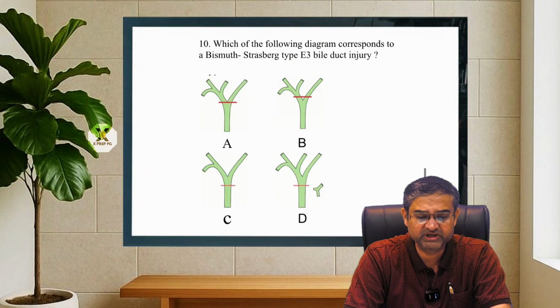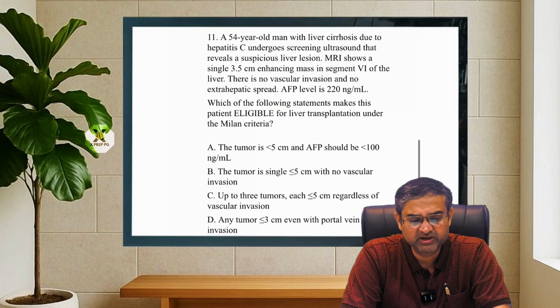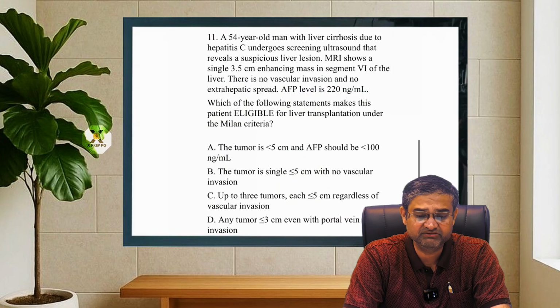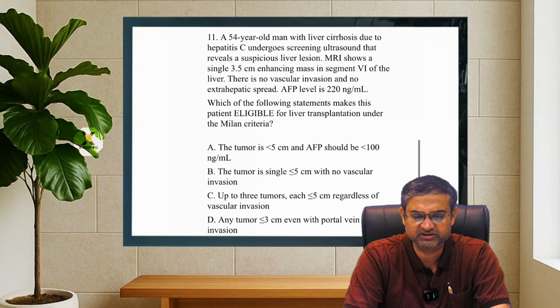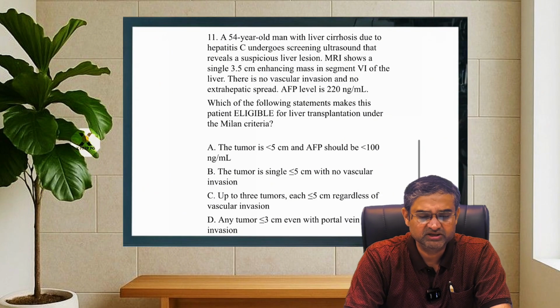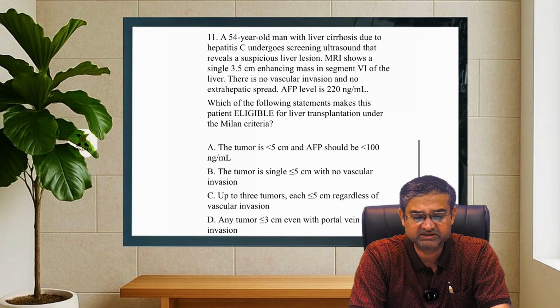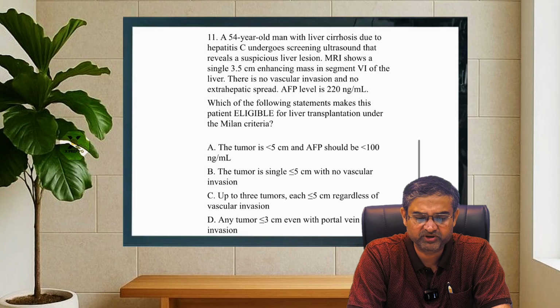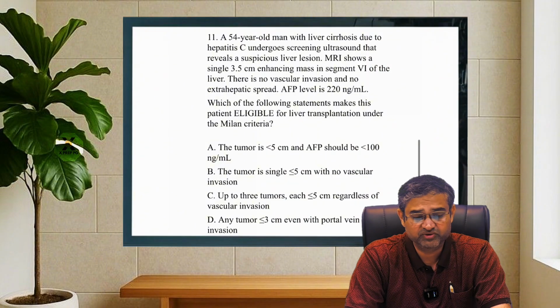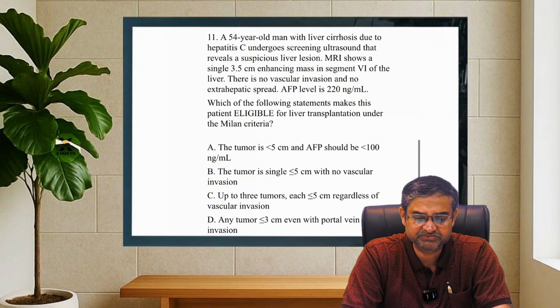We move on to the next question. Question 11. A 54-year-old man with liver cirrhosis due to hepatitis C undergoes screening ultrasound that reveals a suspicious liver lesion. MRI shows a single 3.5 centimeter enhancing mass in segment 6 of the liver. There is no vascular invasion and no extrahepatic spread. Alpha fetoprotein level is 220 nanogram per ml. Which of the following statements makes this patient eligible for liver transplantation under the Milan criteria?